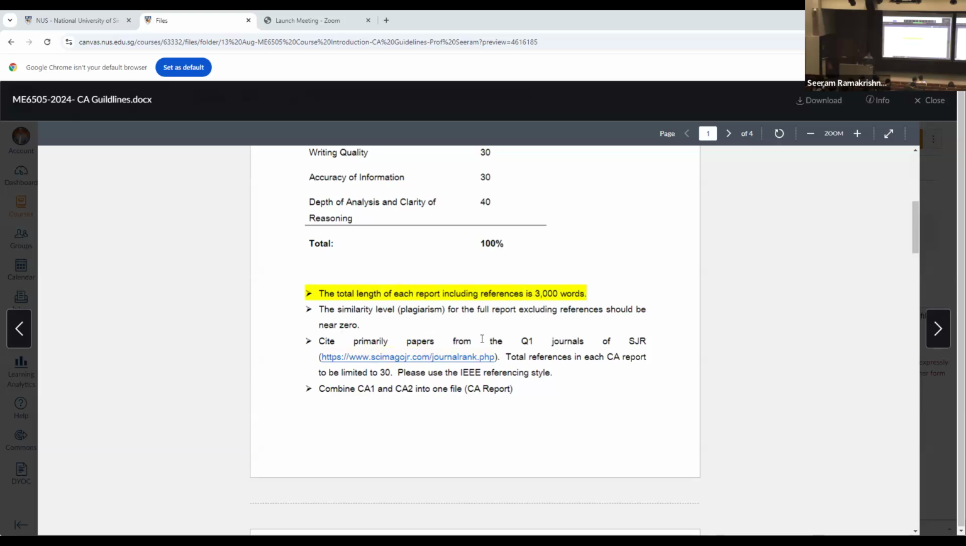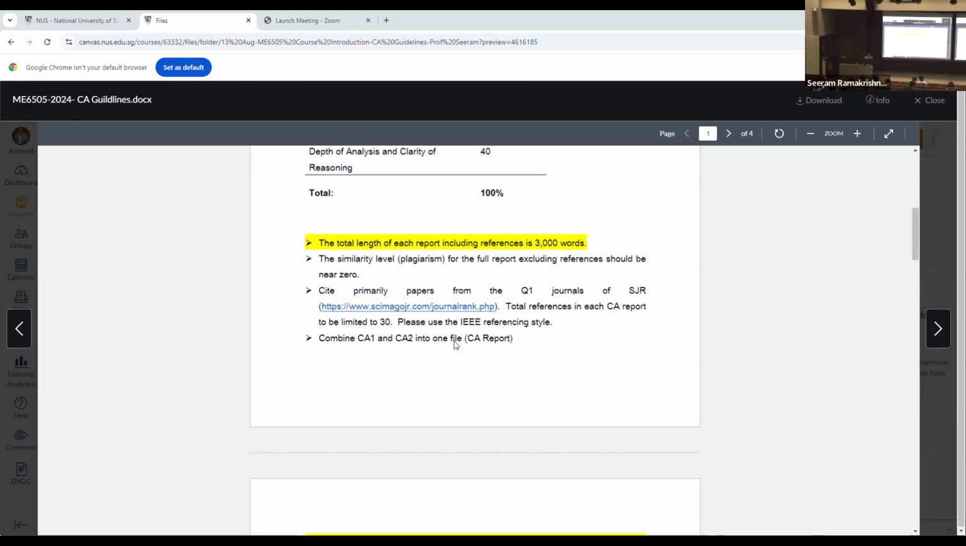Then cite primarily papers from Q1 journals on SJR, and that's a link. You click on it, and for any reference you find, take the name of the journal and check on SJR. As long as it's quartile 1, that is a good reference. That's one way for you to know it's a good reference. And the total references for each report should be limited to 30. I would even recommend 20. 20 to 30 is good in each report.